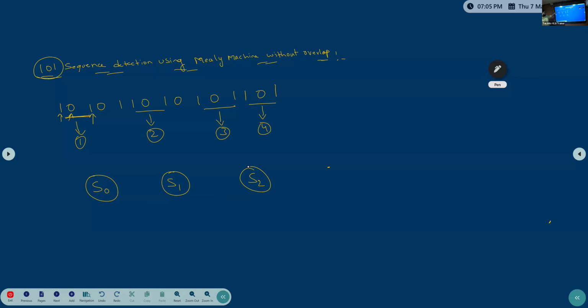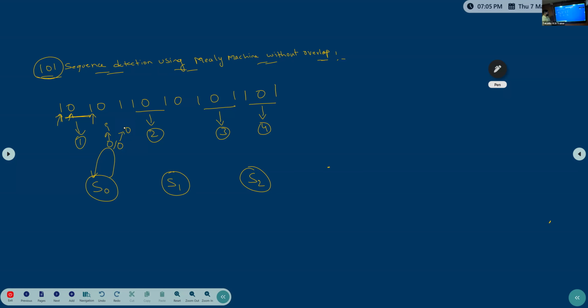Now at S0, if I get 0 at the start, what do I need to do? I need to stay there and wait for 1. So if 0 comes at S0, I stay here and the output will be 0. This is the input, and this is the output. I represent it like this because in a Mealy machine the output depends on the input as well as the present state. That's the reason I am representing it like this.